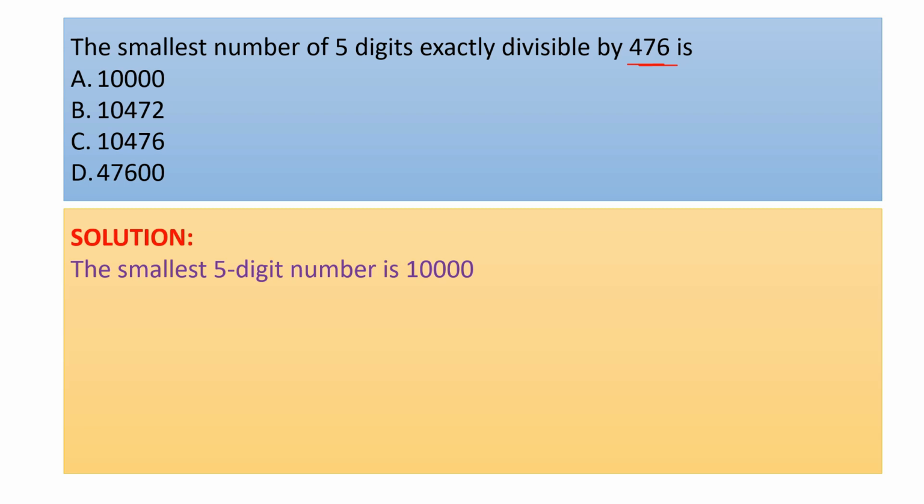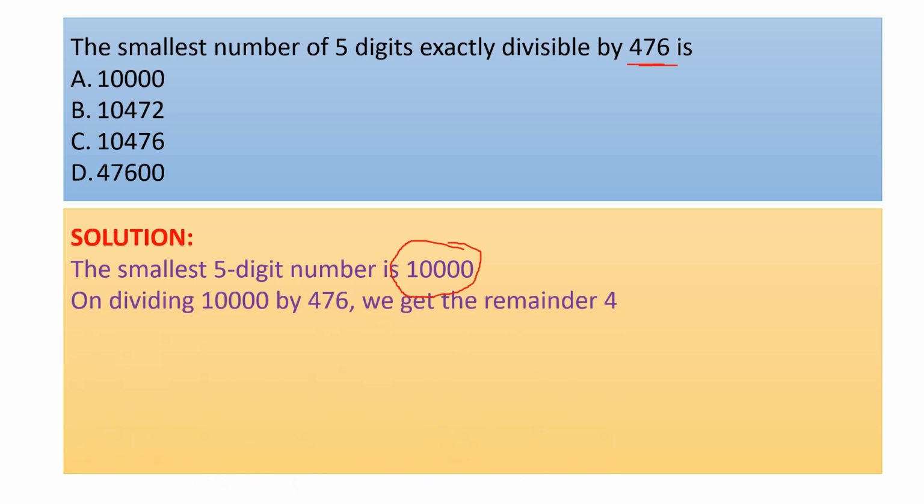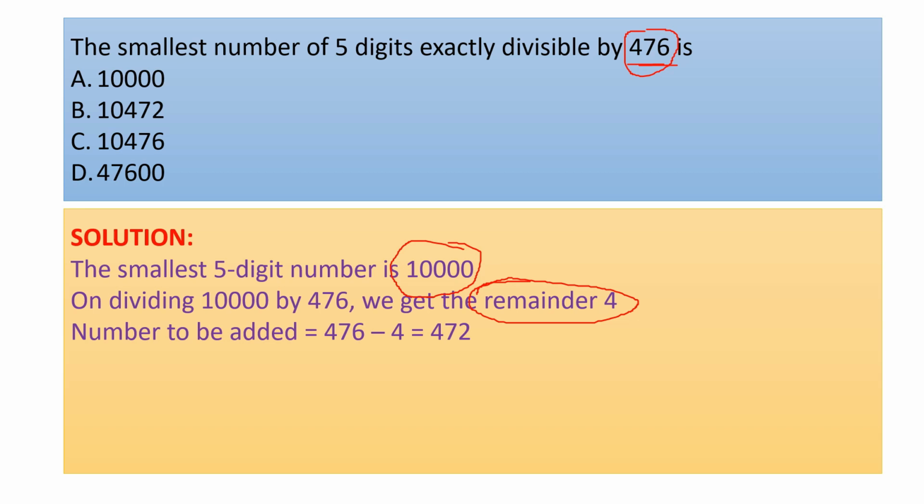First, we are considering the smallest 5-digit number which is 10,000. So we are taking 10,000, and to find the number which is to be added, we are dividing the value which is 10,000 by the divisibility value which is 476. So on dividing 10,000 by 476, we are getting remainder as 4. So to find the number to be added, we have to subtract the remainder from the divisibility value. So in this case, we are subtracting 4 from 476, which gives 472 as the answer. So the number to be added is 472.